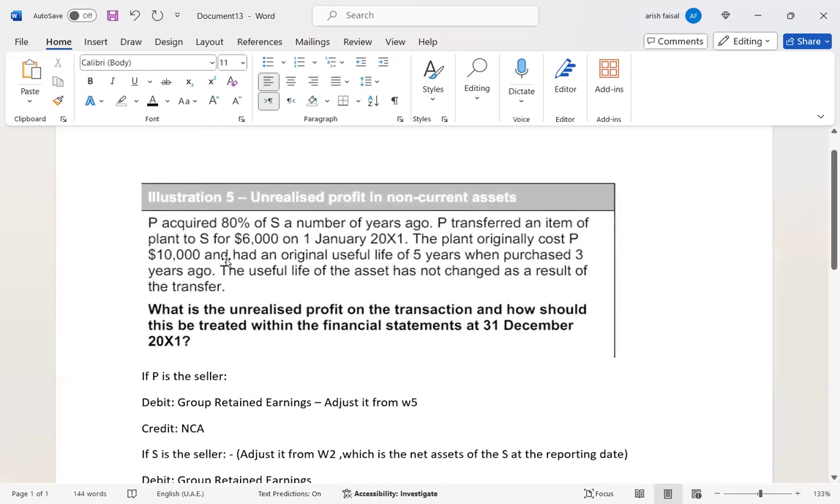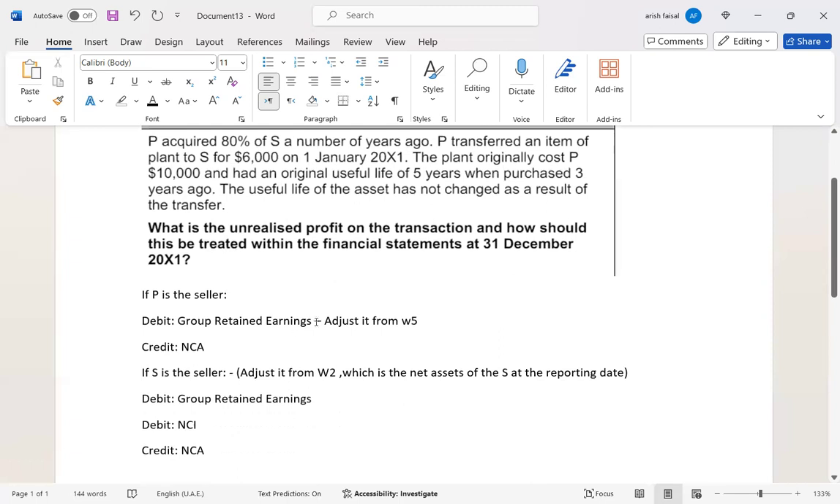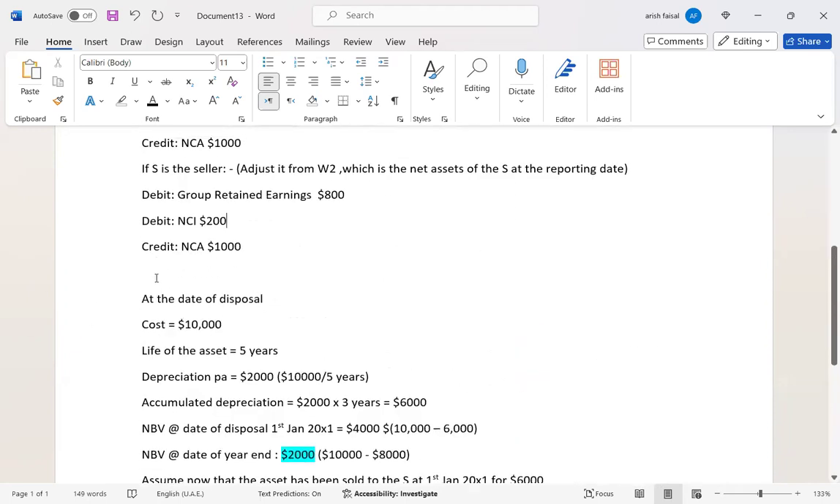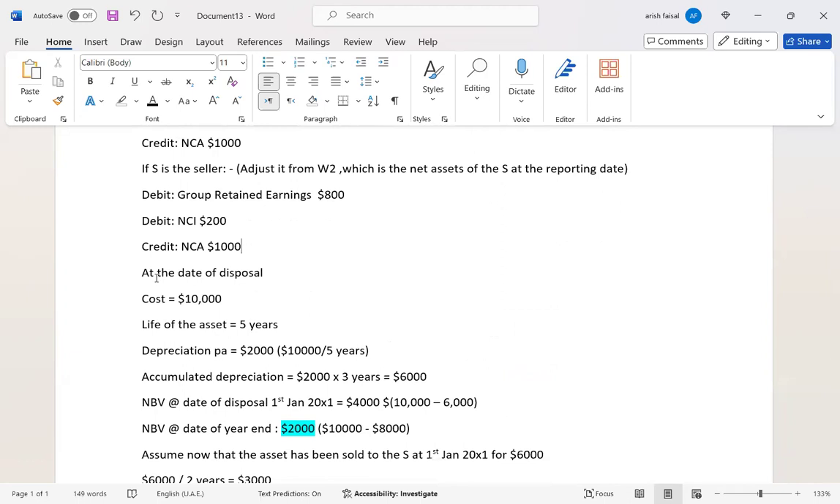So in this case, because the parent is the seller, I'm just going to say group retained earnings debit by 1,000 and credit non-current asset by 1,000. But on the other hand, if the subsidiary would have been the seller, I would have said 1,000 credit non-current asset. But from that, 800 would have been recorded in the group retained earnings, and 200 would have been a share for the NCI. Okay, so that's the difference. Anyways, I won't ask you to do it such a long way while you're doing the exam question. If that makes sense for you, please suit yourself.